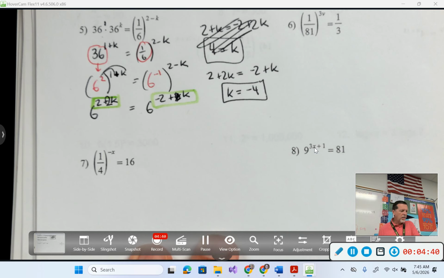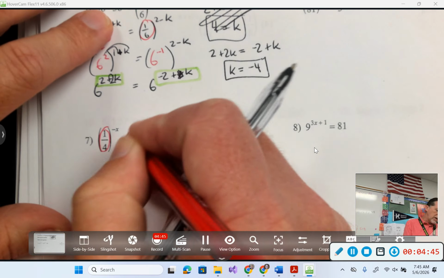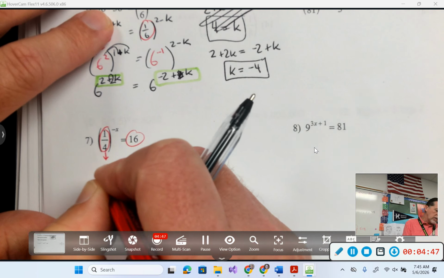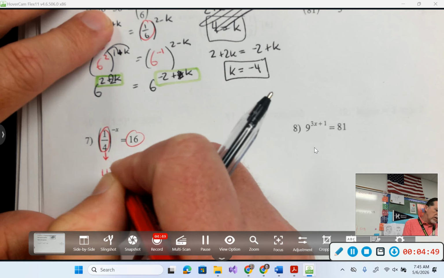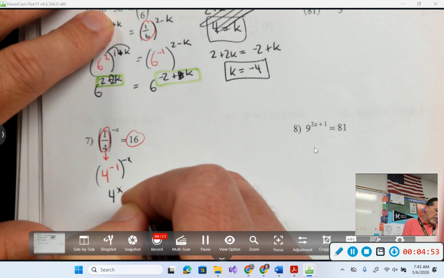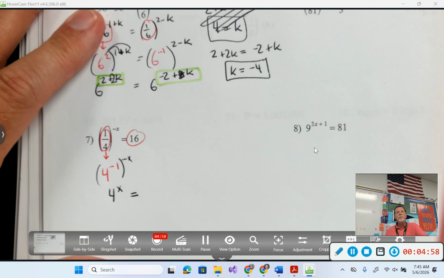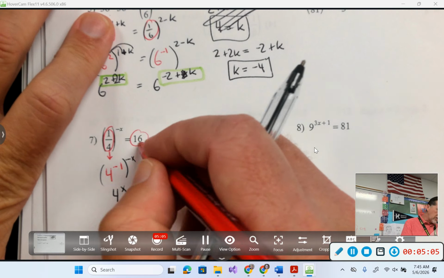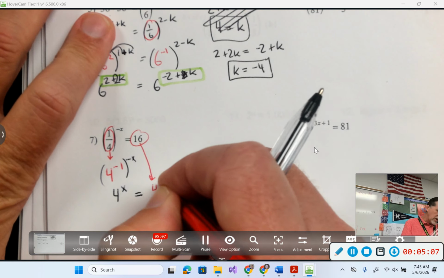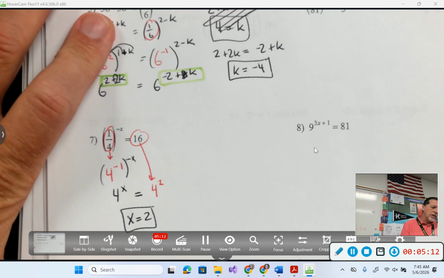Number 7. 1/4 and 16, those look like they have something in common. How could I rewrite 1/4? 4 to the negative 1. So that's 4 to the x. And I would hope some of you just stopped right there. You're like, 4 to the x equals 16, I don't need to go any further with that. That's just 2. But if you want to keep doing the same way we've done them, you would write that as 4 squared. And then it would be even more obvious that x equals 2.